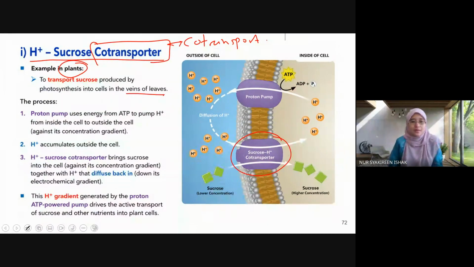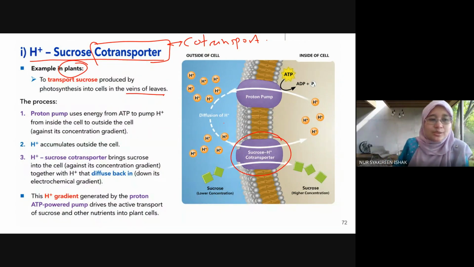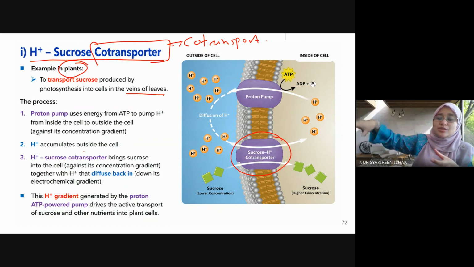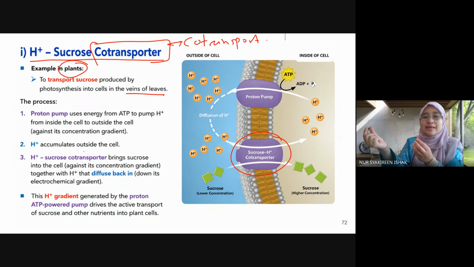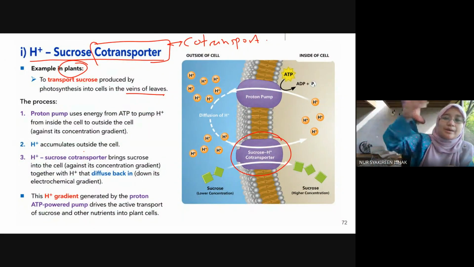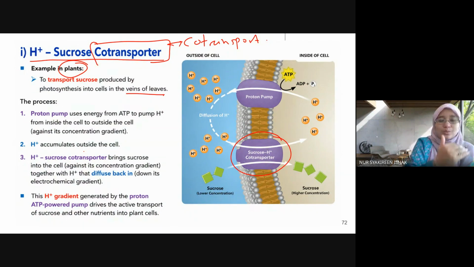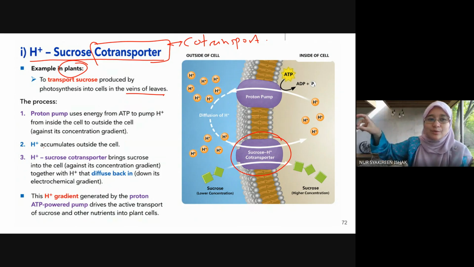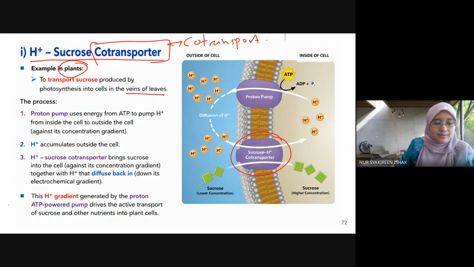Okay, so the process again. You want to accumulate sucrose in the vein of the leaf. The leaf carries out photosynthesis and produces the sugar, but the vein is to transport the sugar produced to other parts of the plant, kan? So dia kena accumulate dulu, bawa sucrose yang terhasil tu to other parts of the plant. So in order to accumulate the vein with sucrose, it uses the hydrogen ion sucrose co-transporter. So let's look at the process.